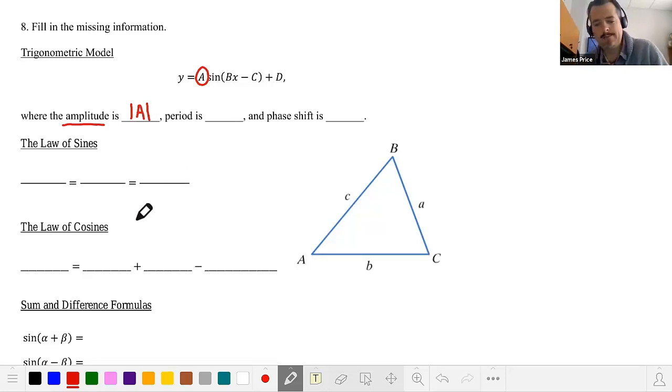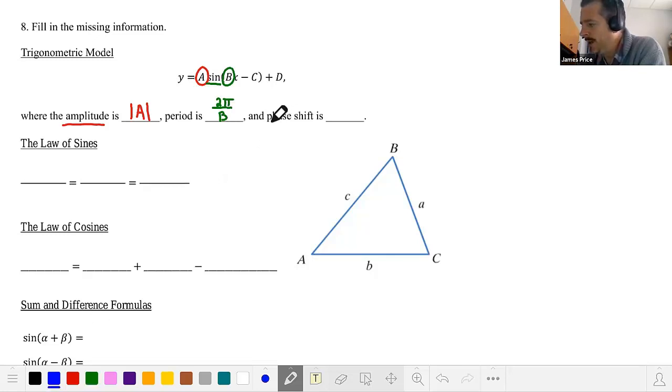And then the period is given by this b right here. And so remember, the period of sine is 2 pi. So you take 2 pi, and then b's on the inside, so it's actually kind of like a horizontal shrink. And so you divide by b. So 2 pi over b.